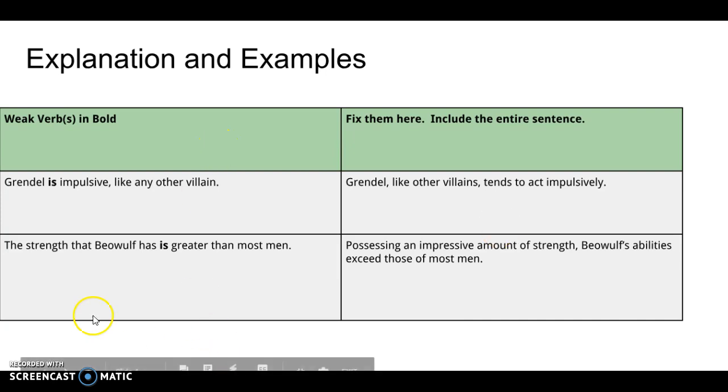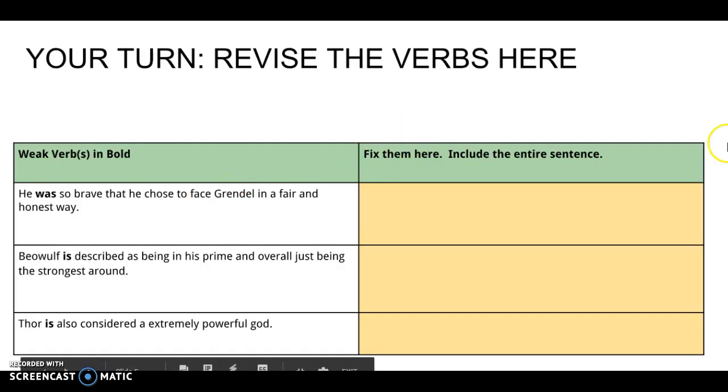So what you'll need to do here is you're going to need to revise these verbs. And there's no one right way to do it. You just want to avoid using the word is or was when creating your writing. So you would look at this sentence. He was so brave that he chose to face Grendel in a fair and honest way. Okay, so think about how you could revise that sentence so you could avoid using the word was.